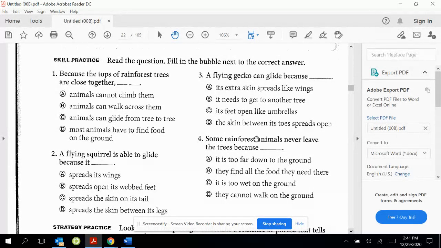Number 4, some rainforest animals never leave the trees because A, it's too far down to the ground, B, they never find all the food they need there, C, it's too wet on the ground, or D, they cannot walk on the ground.